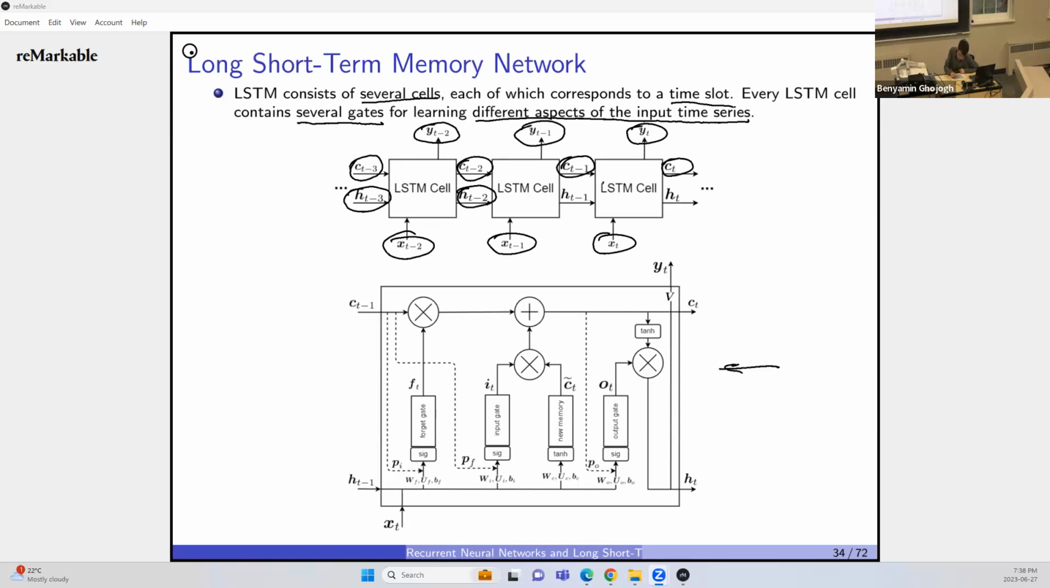So inside the LSTM cell, if you zoom in, you will see this. Okay, so we have c_{t-1} and h_{t-1} as input. We have x_t as input. So this is the input sequence, but these are the states between the cells. This is y_t, the output. And we have four gates: forget gate, input gate, new memory, and output gate. Okay. So let's see that.